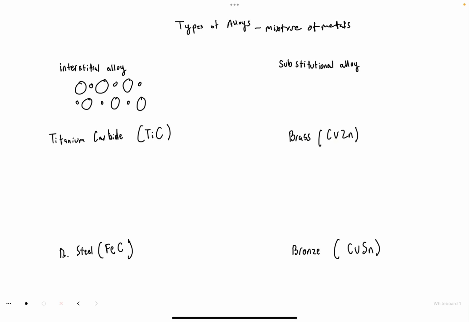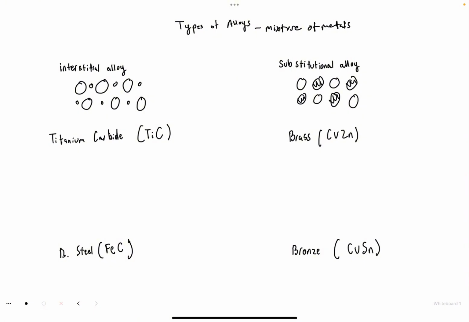When we look at substitutional alloys, they're able to, again, substitute the different sizes. So there can be a different atom that has relatively the same size. So this would be a substitutional alloy in a diagram format or particle diagram format.